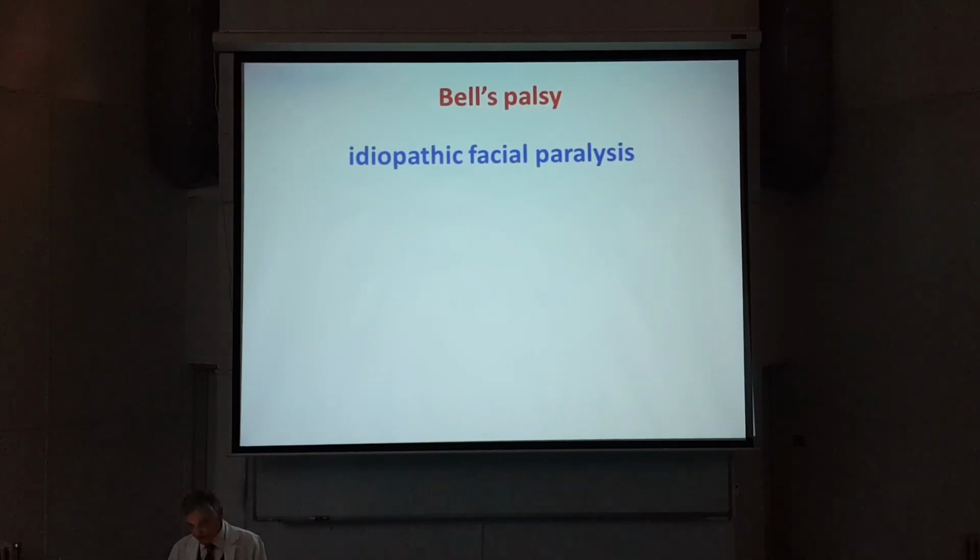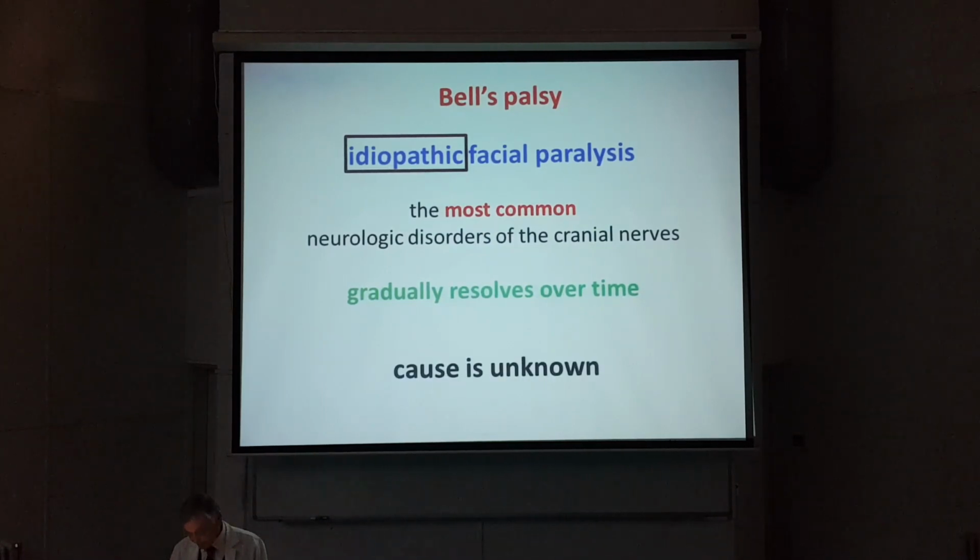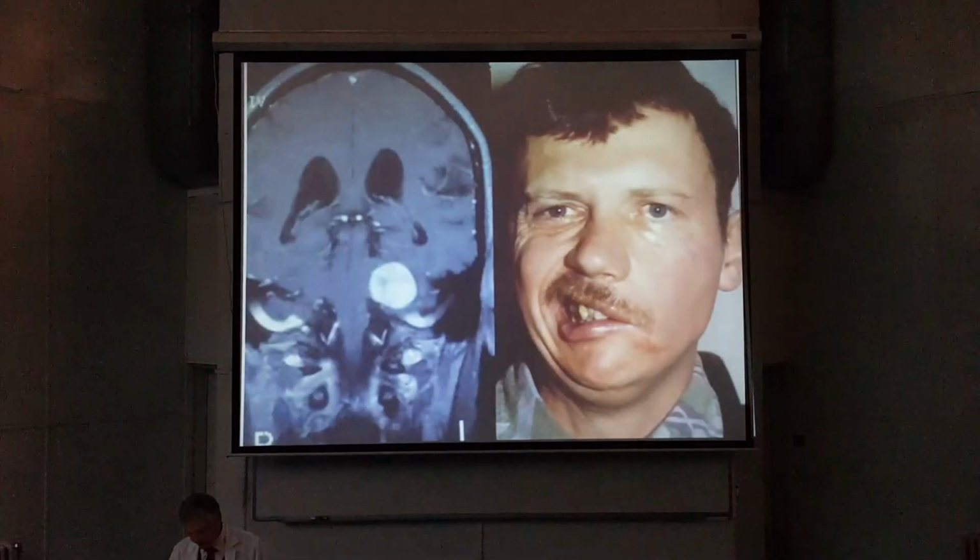Bell's palsy is idiopathic facial paralysis. Idiopathic means no known cause, and it is the most common disorder of cranial nerves. Luckily, it gradually resolves over time. Luckily. And the cause is unknown.